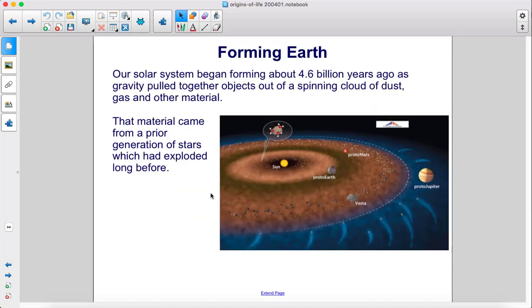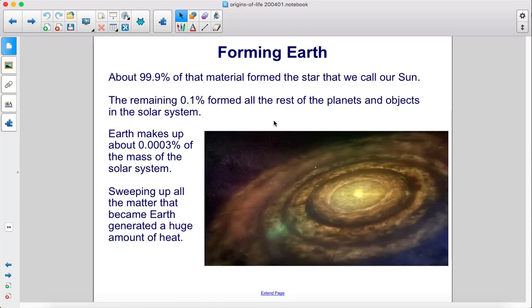Our solar system began forming about 4.6 billion years ago as gravity pulled together objects out of a spinning cloud of dust, gas, and other material. That material came from a prior generation of stars which had exploded long before. About 99.9% of that material formed the star that we call our Sun. The remaining 0.1% formed all the rest of the planets and objects in the solar system.